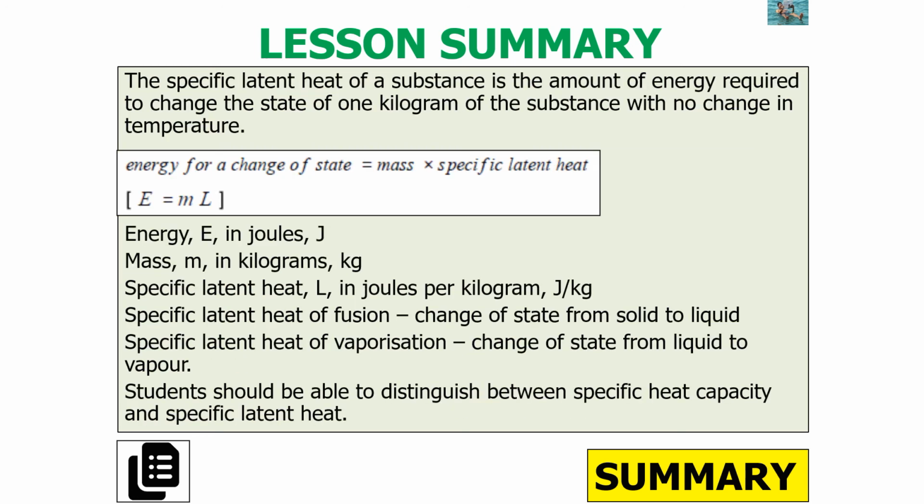1 degree Celsius. Now the specific latent heat of a substance is the amount of energy required to change the state of 1 kilogram of the substance with no change of temperature. So E equals mL. Now we can have a latent heat of fusion, a change of state from solid to liquid, or a latent heat of vaporization, a change of state from a liquid to a vapor.